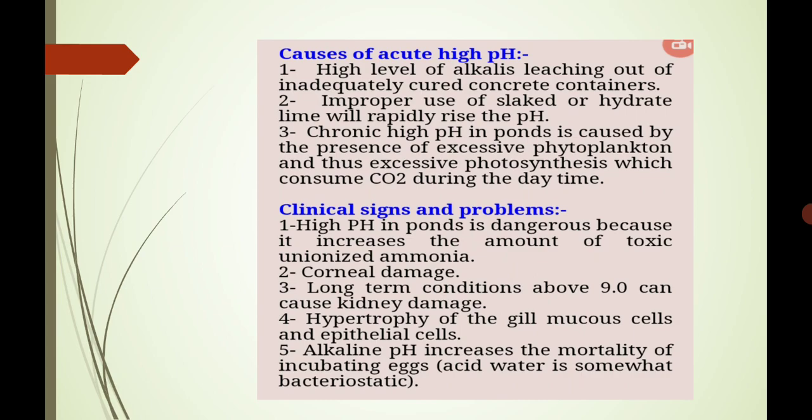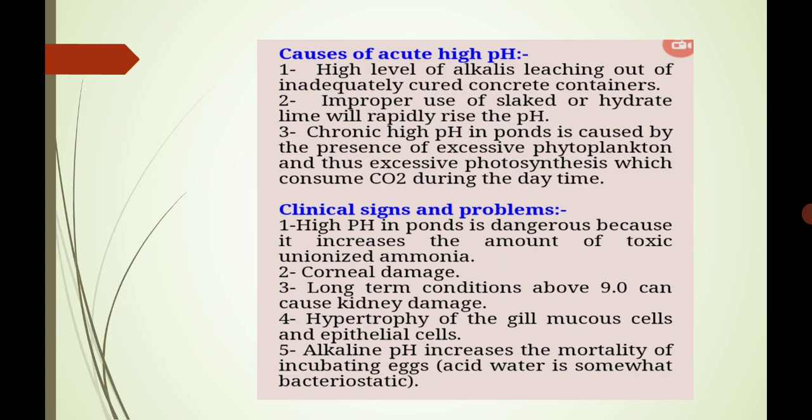inadequately cured concentrate containers. Improper use of slag or hydrated lime will rapidly raise the pH. Chronic high pH in ponds is caused by the presence of excessive phytoplankton and thus excessive photosynthesis, which consumes the CO2 during the daytime. Now the clinical signs and problems created by high pH.